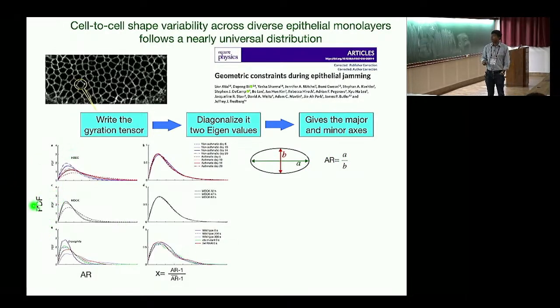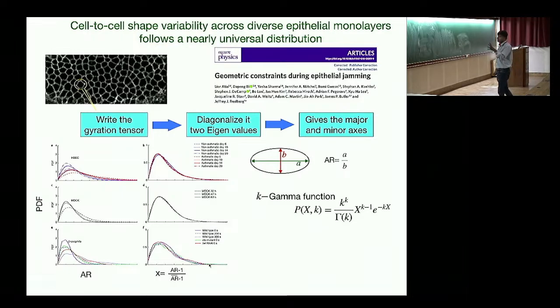They plot the probability distribution function of the aspect ratio for different systems: human bronchial epithelial cells, the MDCK cell, Drosophila cell monolayer, etc. They see some particular distribution. But when they plot this particular quantity x, which is the aspect ratio minus 1 divided by the average aspect ratio minus 1, what they find is quite remarkable: for these diverse epithelial monolayer systems, they seem to find a very similar distribution for this quantity x.